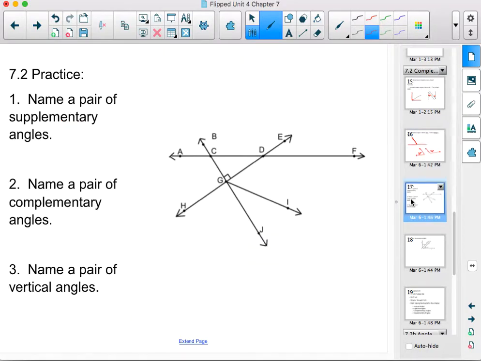If you move down the page, you're going to see some practice problems with this diagram right here. The first problem asks us to name a pair of supplementary angles. So when I look for supplementary angles, the first thing I do is I look for a straight angle. This is the easiest way to find supplementary angles. Find a straight angle. Find the two angles that are working together to make that straight angle.